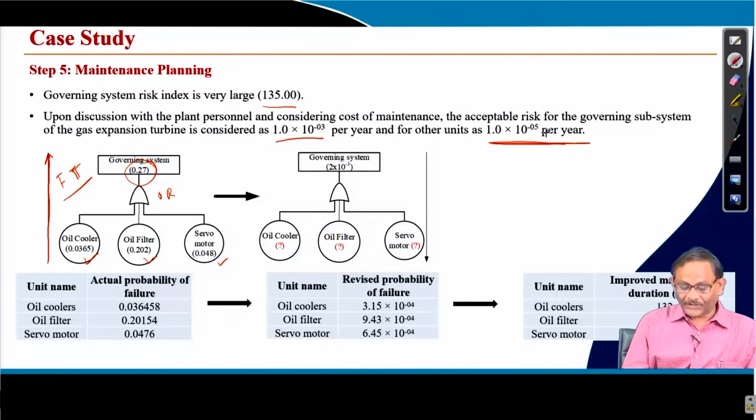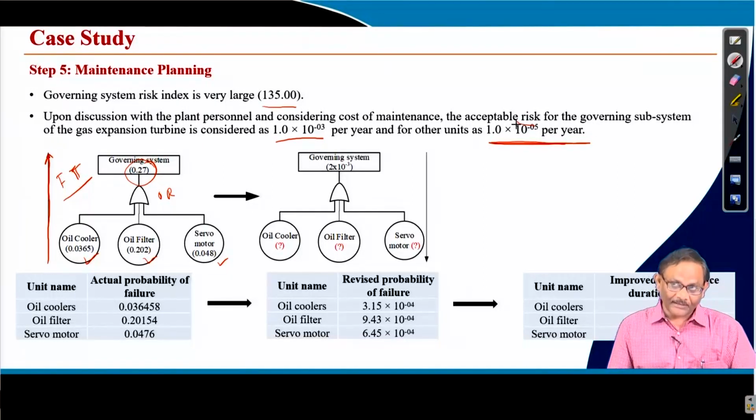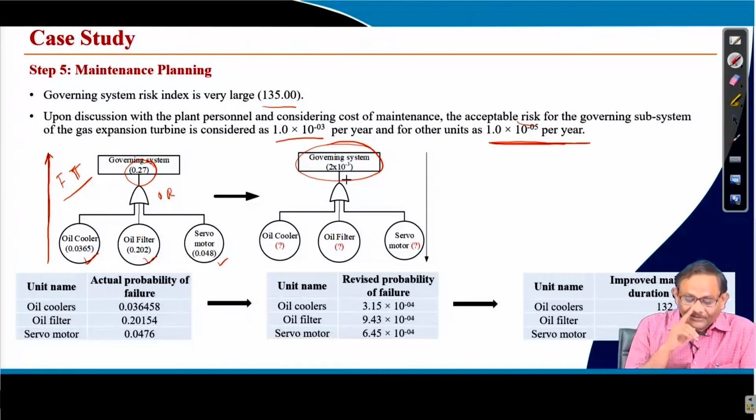Now if we want the risk to be 10 to the power minus 3, and then we found out the consequence is 0.5, then the probability that is acceptable is 2 into 10 to the power minus 3. So from here to here. Now this is the actual, existing one. Now you want to reduce 0.27 to 2 into 10 to the power minus 3. So how can you do it?